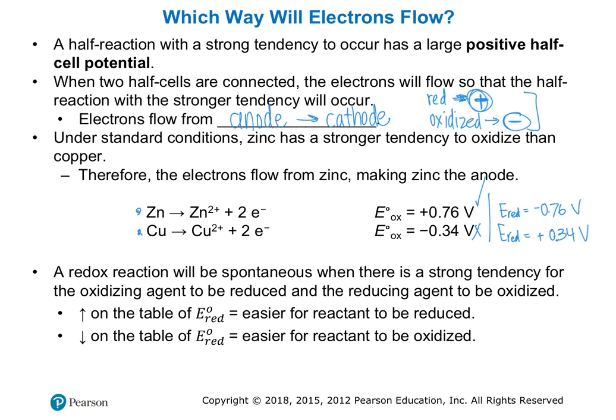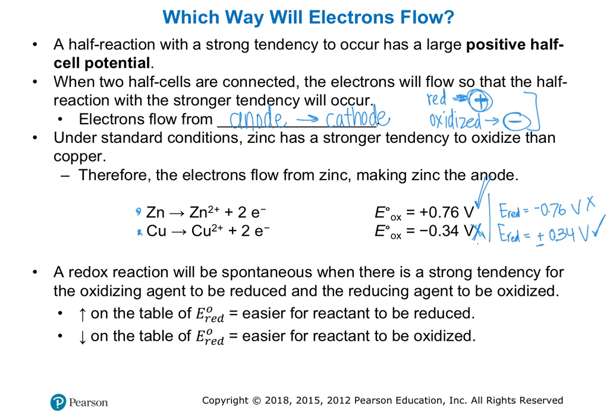If we flip it and look at the reduction potentials, we can say, okay, zinc has a negative reduction potential, so it does not want to be reduced, which is what the oxidation potential told us. And then the reduction potential of copper has a positive value, so it does like to be reduced, which validates our earlier statement about it not wanting to be oxidized.